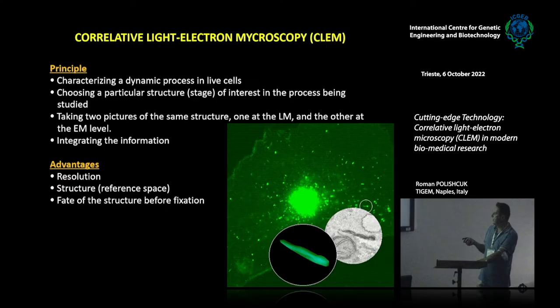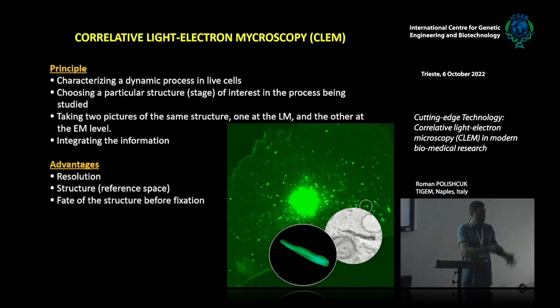However, we can also see, using EM, the structures nearby, so one can have an idea about the interaction of the structure of interest with the rest of the cell, other organelles. And finally, we also know the history of this structure before the cell was fixed. If we worked with fixed cells, one would say, I don't know whether it's derived from the Golgi or from the plasma membrane. Here one can say it's derived from the Golgi, so it's a Golgi-to-plasma-membrane carrier.